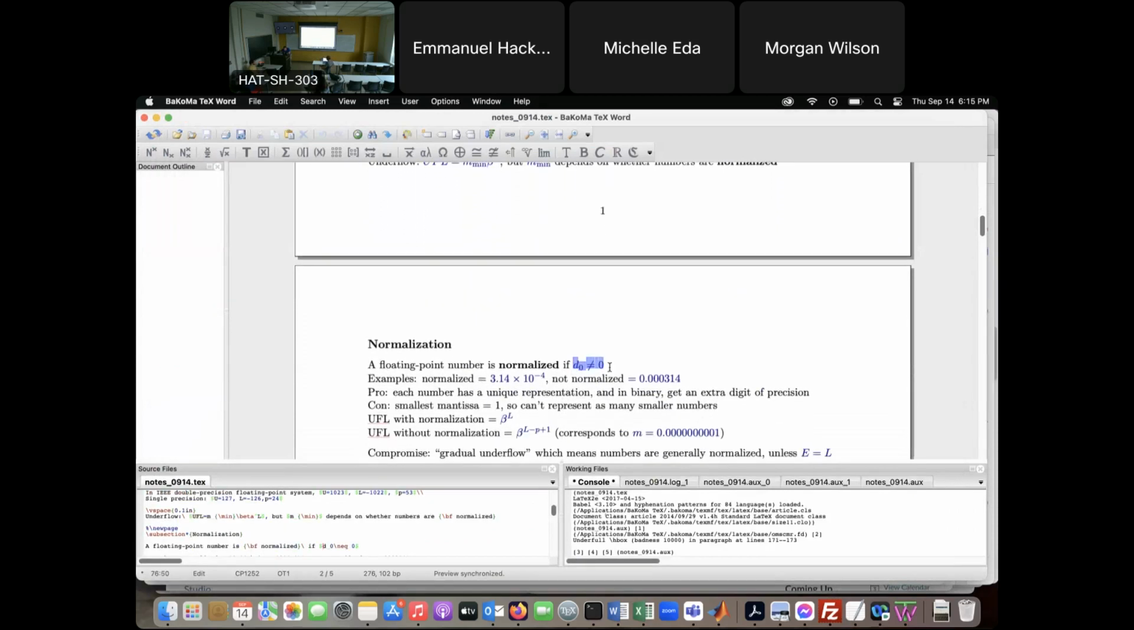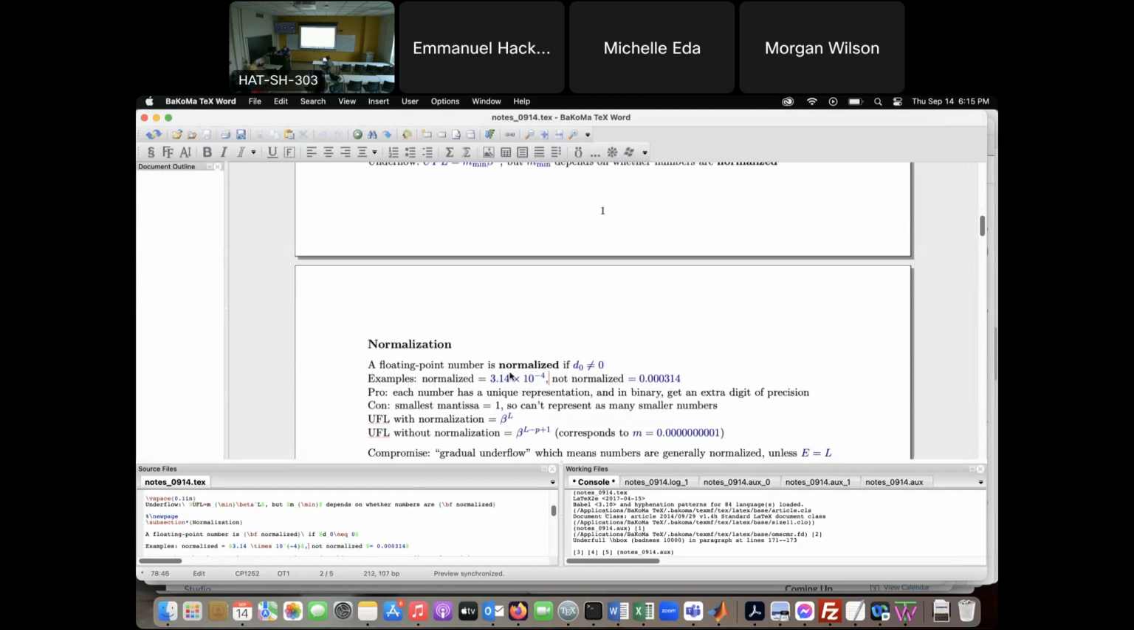If the leading digit of a mantissa, the number to the left of the point, is non-zero, which is the convention we normally use, then we say it's normalized. Here's an example, 3.14. Normalized, we write it this way. But we can also write the same number this way, and that is not normalized because we have a 0 to the left of the decimal point. There are compelling reasons to do either normalized or not normalized. One good reason to normalize numbers is that each number has a unique representation.